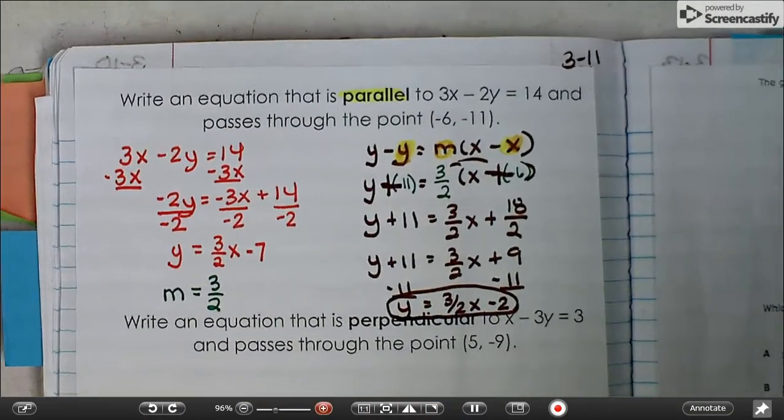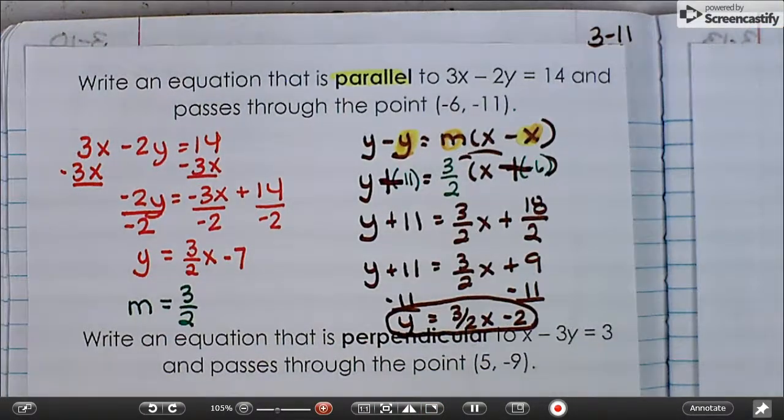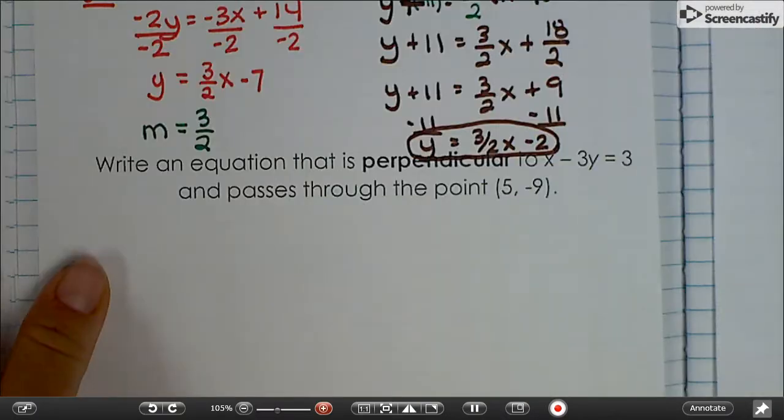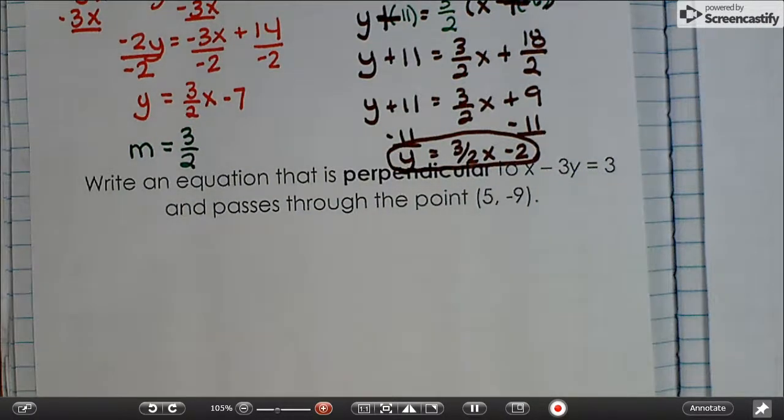All right, let's finish the notes on parallel lines. So this one you should be able to do by yourself at this point, given the examples we've already done. If you feel like you can do it by yourself, pause the video, try the problem, and then come back and check your answer.